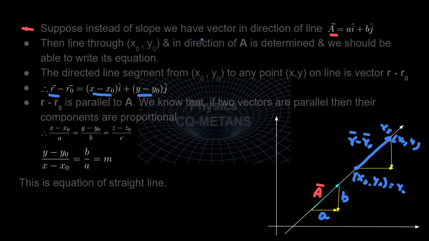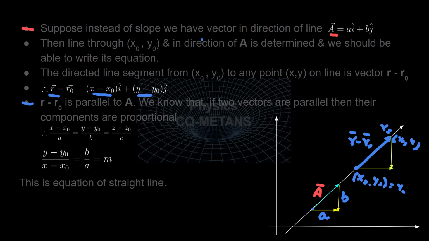So I'm drawing a line segment from this point to this point, just in order to show that these two are in a straight line. This is what the vector r minus r naught represents. Now if you see, vector A and this vector r minus r naught are parallel, so the angle between them is 0.